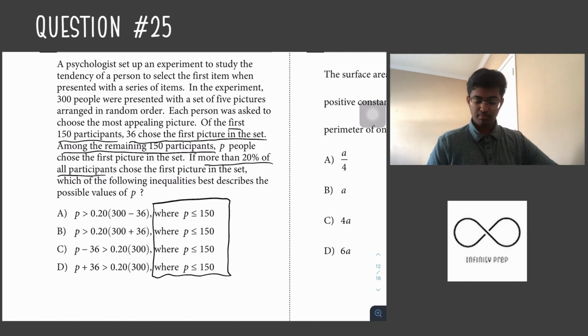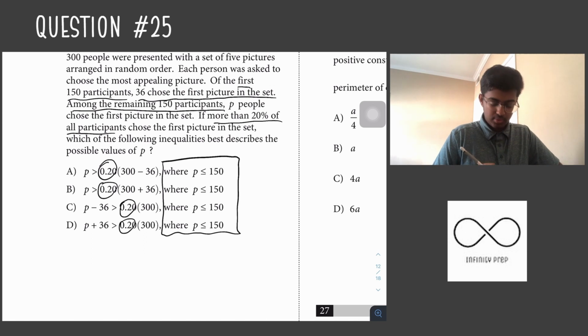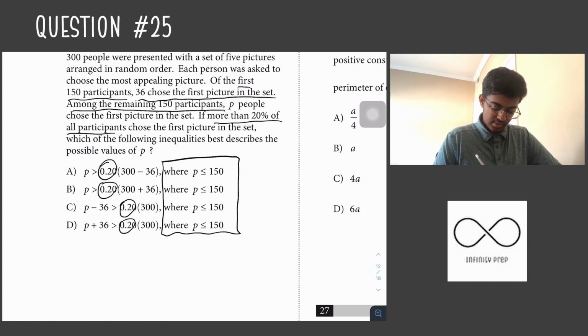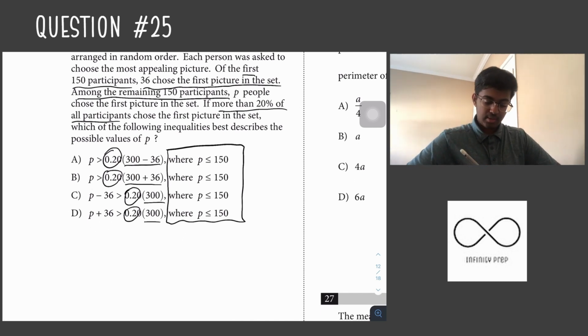So let's take a look at the condition if more than 20% of all participants chose the first picture in the set. Right here we have 0.2, 0.2, 0.2, 0.2, indicating the 20%. The difference here is the 300 minus 36 and 300 plus 36 and the 300, 300. A and B are wrong because in the question it says if more than 20% of all participants. There are a total of 300 participants. That's all participants. But A and B are subtracting 36 and adding 36 to 300. That is not all participants. So A and B are incorrect.